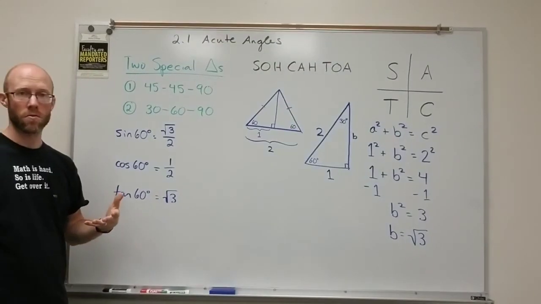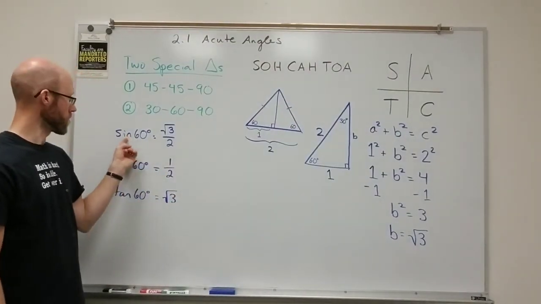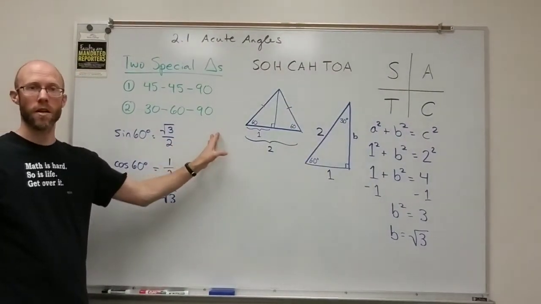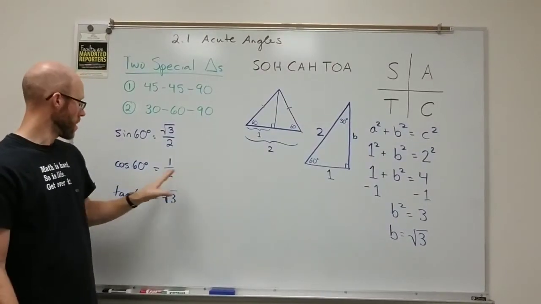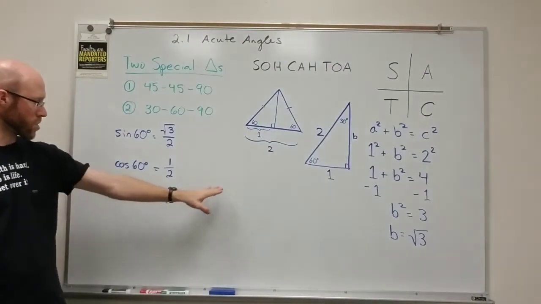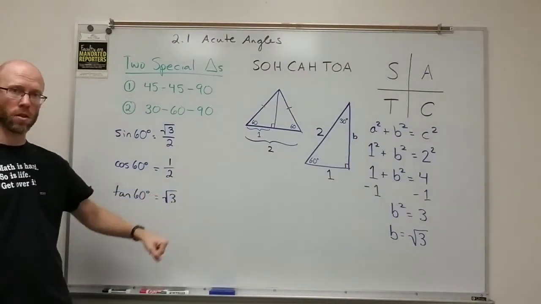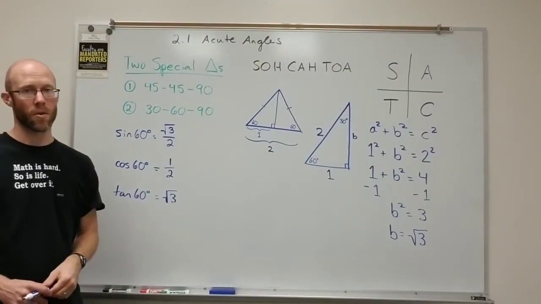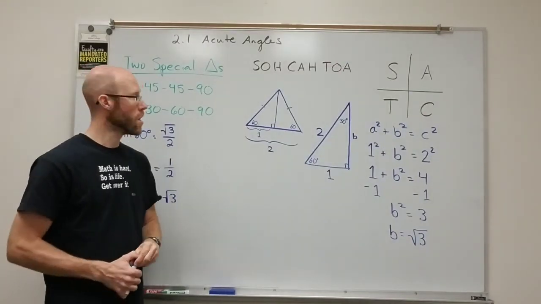And you guys could figure out the reciprocals of those, right? So the sine's reciprocal is cosecant, you could flip that and simplify. Cosine with the secant would be 2, and then the tangent, the cotangent would be the reciprocal of √3. Okay, so you can do those reciprocals on your own.